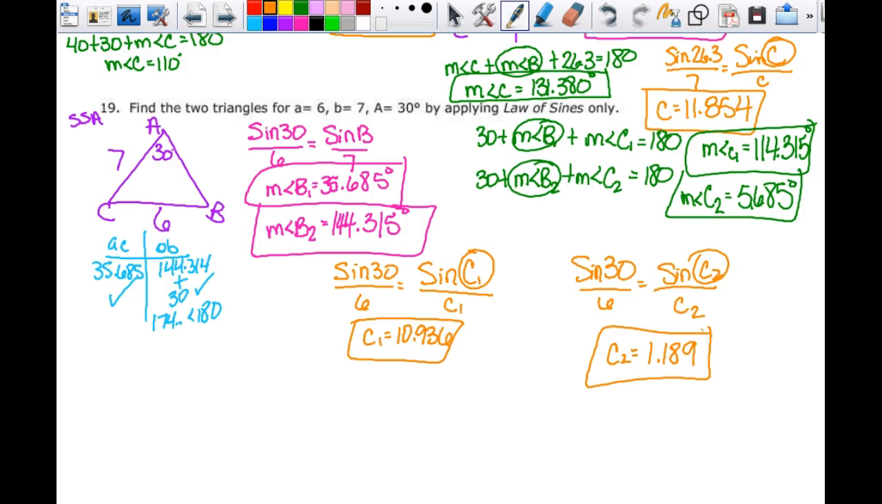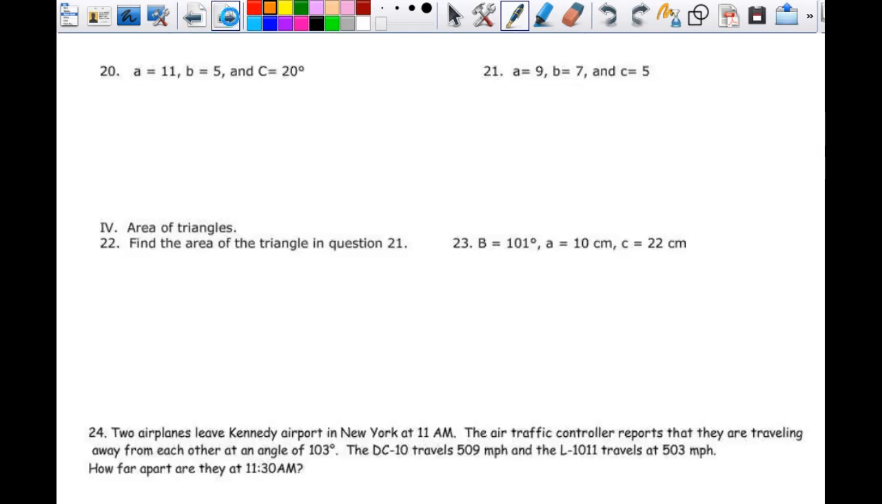Okay, next page. All right, little triangle. Okay, there we go. So number 20. I'm still solving the triangle here.